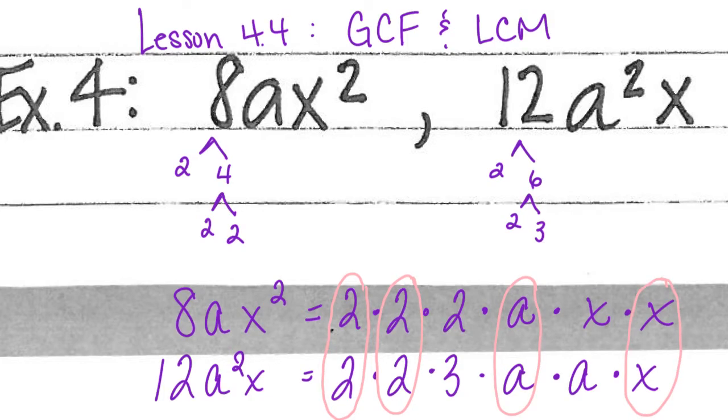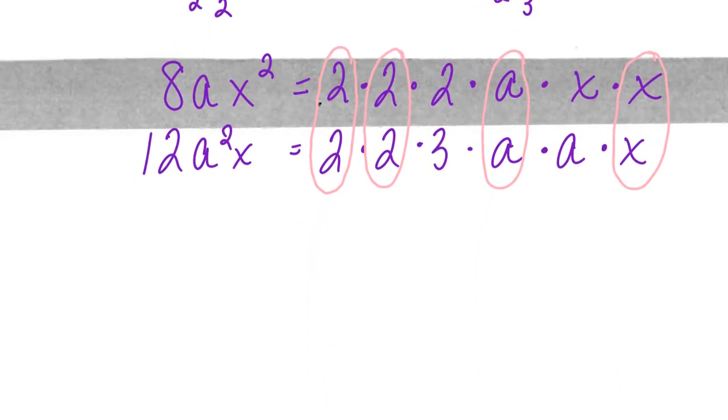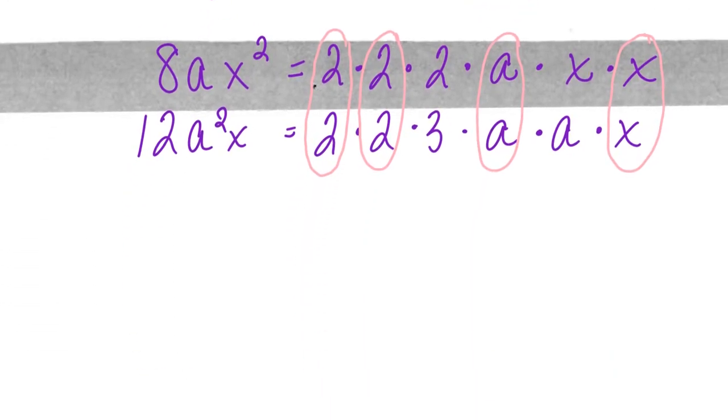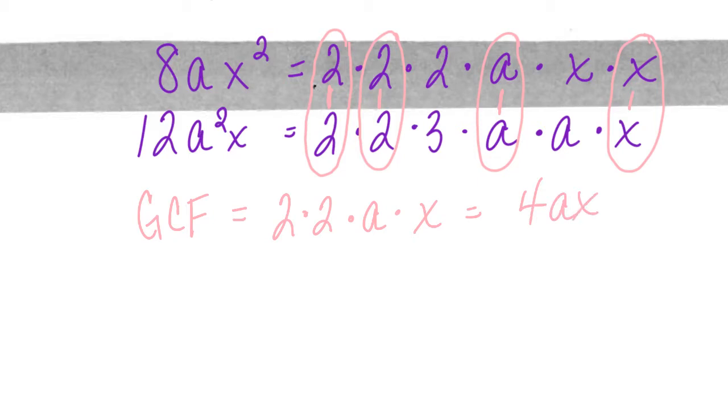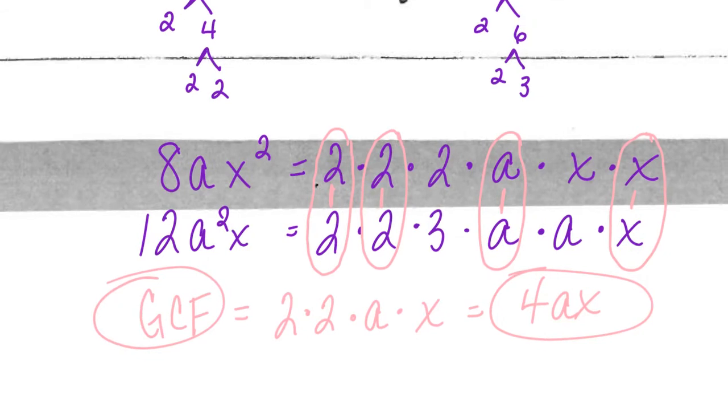So the greatest common factor, remember we're finding GCF and LCM. The greatest common factor, remember we connect these as 1, 2 times 2 times a times x. 2 times 2 times a times x is 4ax. 4ax is my GCF. So let's look back.